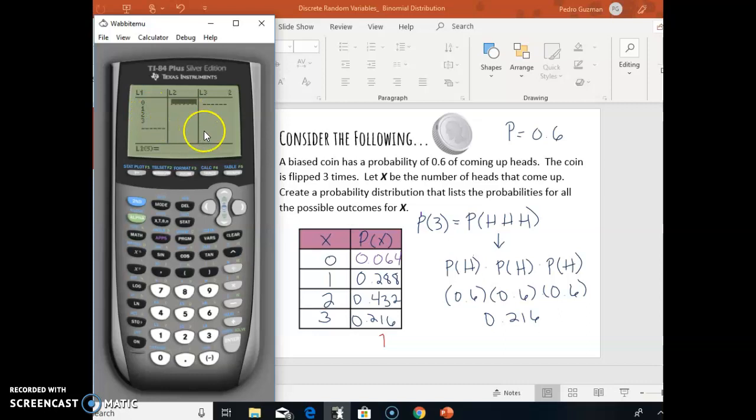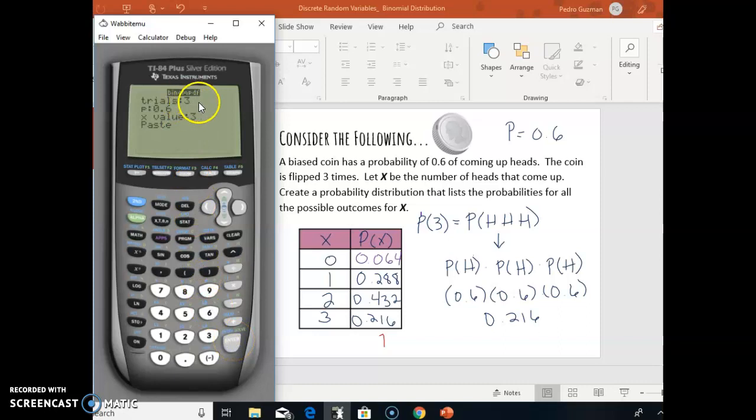Now, rather than typing in the probabilities, we want the calculator to calculate all these probabilities for us, even though we know what they are now. But pretending we didn't, we would like the calculator to calculate it for us. So what you're going to do is highlight L2. Notice that I moved the arrow up so that now L2 has a black box around it. Make sure you do that first. So now, since I wanted to find the binomial probability for each of these over here, we're going to choose second vars and then choose binom PDF and hit enter.